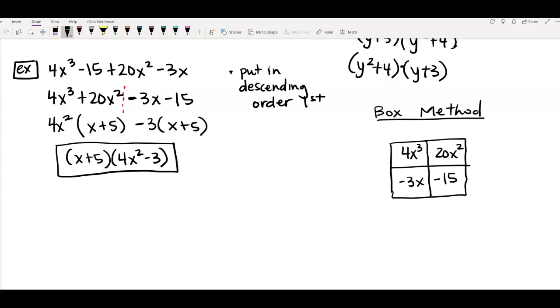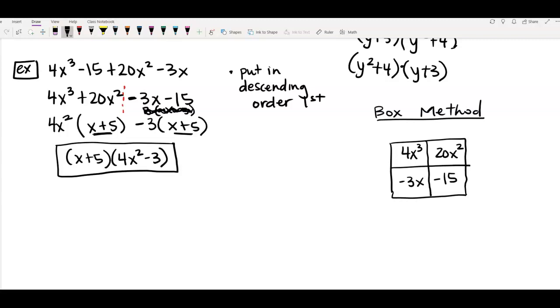Because if you don't do that, if I was just to take out a 3, then I'd be left with negative x minus 5, and then my x plus 5 and my negative x plus 5 wouldn't match each other. And I need these guys to match up so that I can complete my factoring there. So that's another thing. If you see that it's not matching up, ask yourself, do I need to take out a negative?